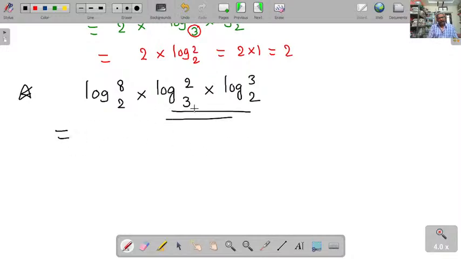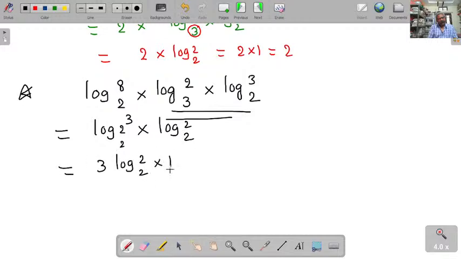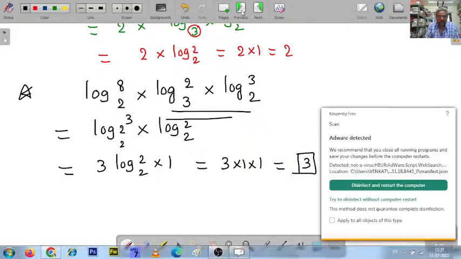This can be written: log 3 to the base 3 is actually here. Log 8 to the base 2 means this is log 2 cube to the base 2. Into this we can write log 2 base 2. This is 3 times log 2 base 2 into 1. This is also 1. 3 into 1 into 1. Answer is 3. I hope it's very clear to you. Yes, definitely, Nikita.